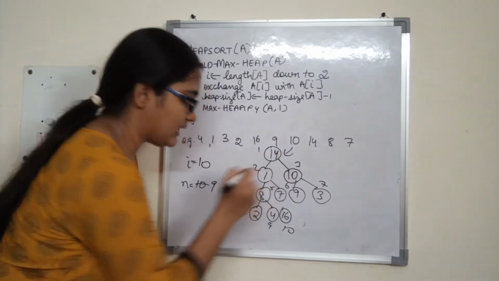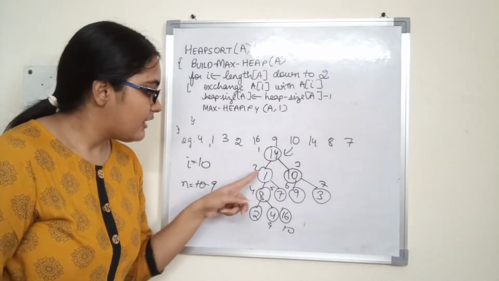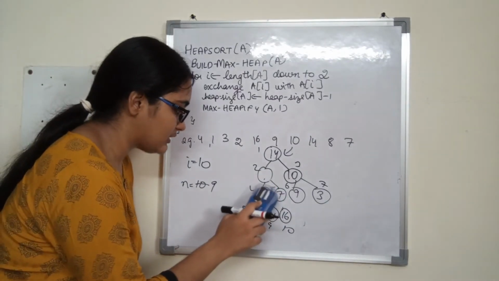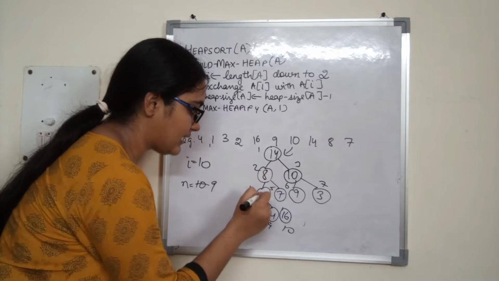14 will come here, 1 will come here. Now max CP5 will be called on this. Out of 1, 8 and 7, which one is the maximum? 8 is the maximum, so 8 and 7 will be exchanged. 8 and 1 will be exchanged. So 8 will come here, 1 will come here.